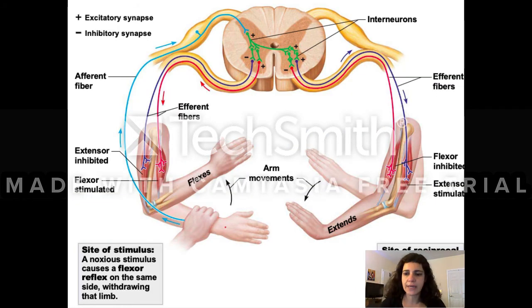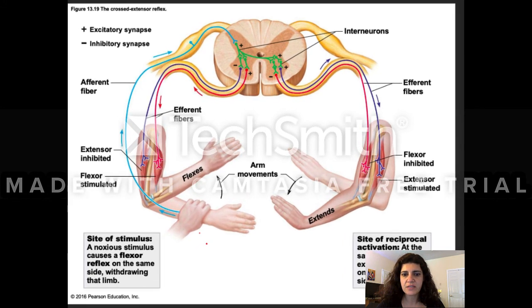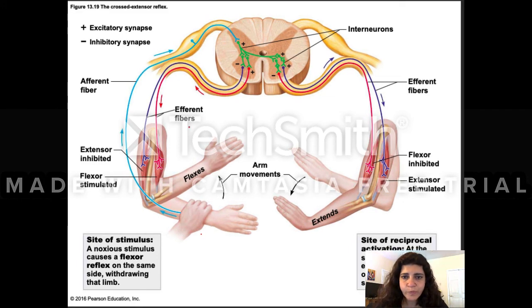So now let's look at the crossed extensor reflex. So what happens here? This is the situation, and you have the same situation with other parts of the body, like the legs, but I think this is a very good example. When somebody holds your arm, the first reflex you have is to flex the arm that was held and extend the opposite one.